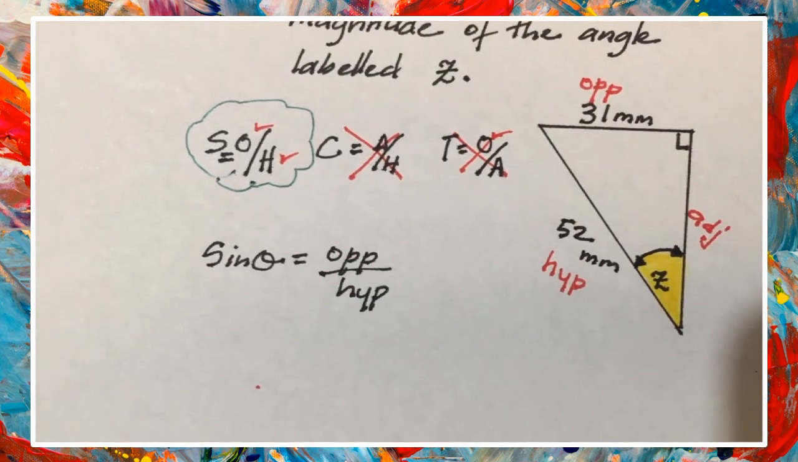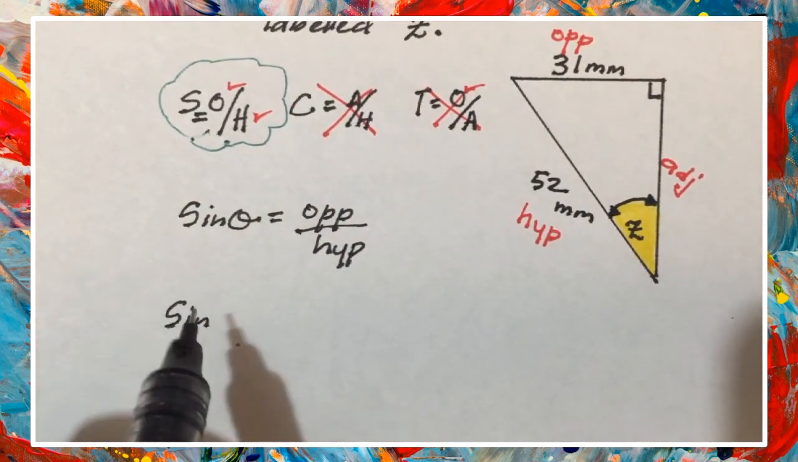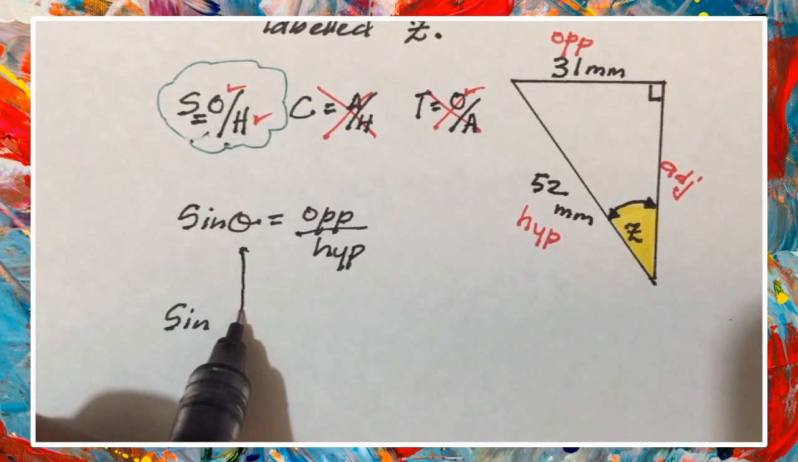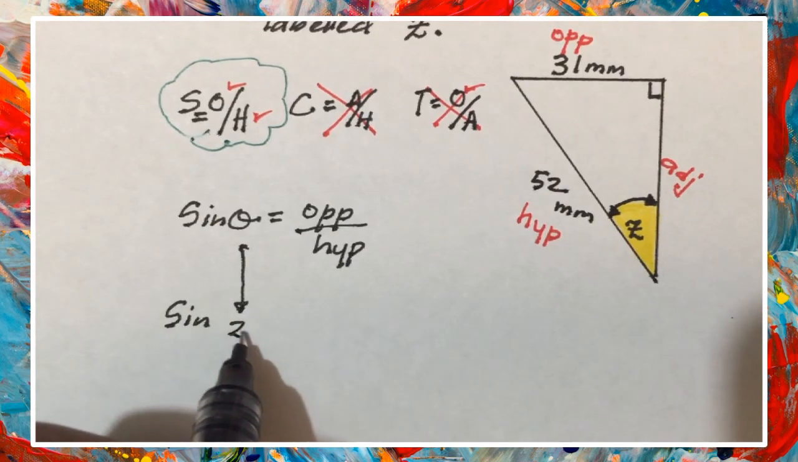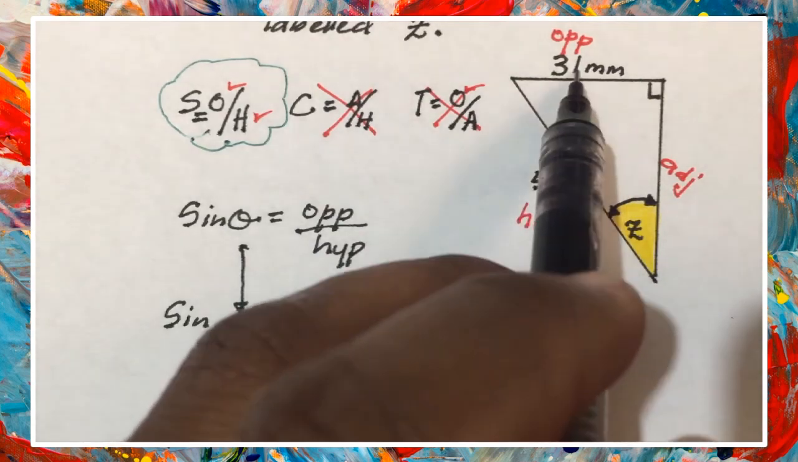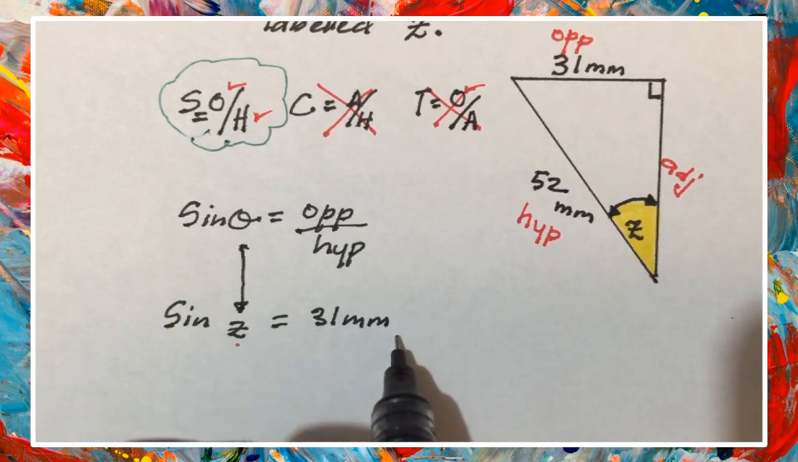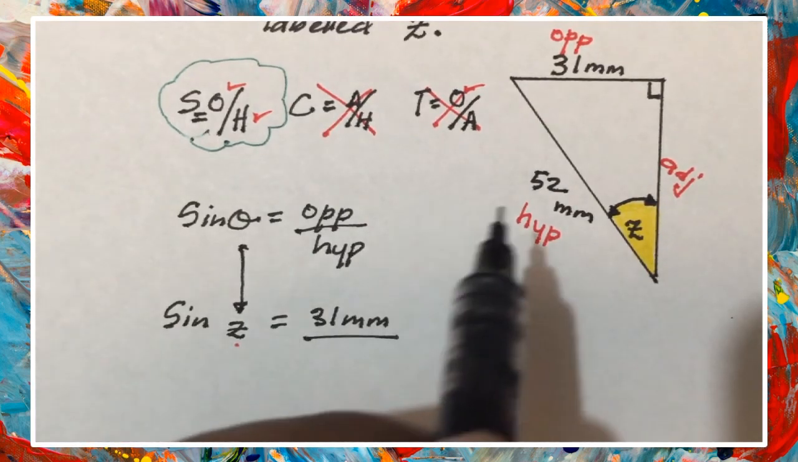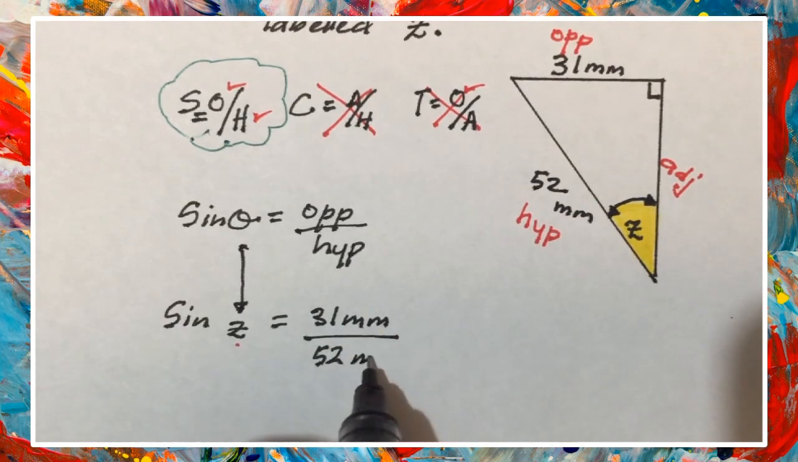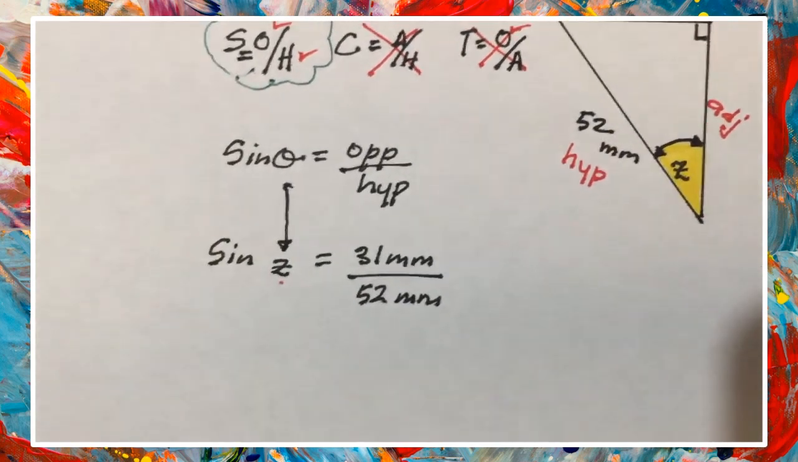So we're going to look at the diagram now and pick up the information. So sine, do we have an angle? Let's look. Oh, it's Z. So sine Z is going to be equal to the opposite. Do we have the opposite? Yes, it's 31, and that's millimeters. We're going to divide that by the hypotenuse. Do we have the hypotenuse? Yes, 52 millimeters. Good. So it becomes very easy now.